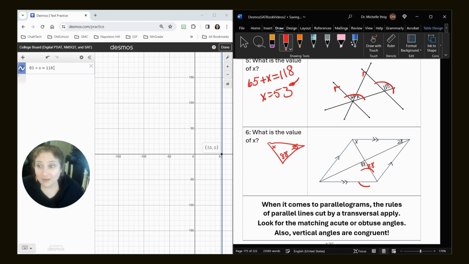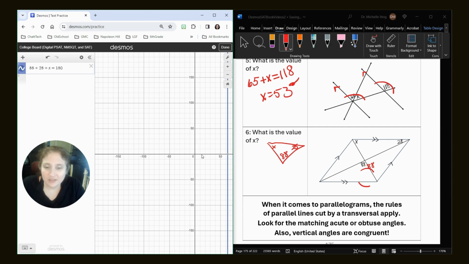So same thing that we've been doing. Add up the angles, 88 plus 28 plus x equals 180 degrees in a triangle. So we're left with x equals 64 degrees. So when it comes to parallelograms, the rules of parallel lines cut by a transversal apply. Look for matching acute or obtuse angles, and also remember that vertical angles are congruent.